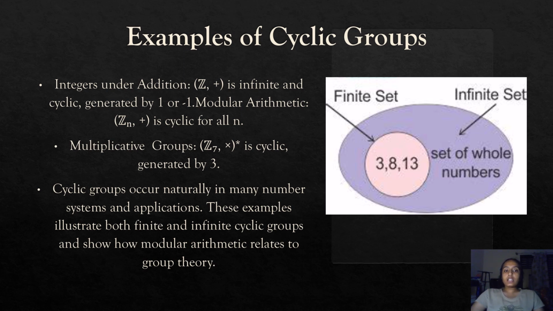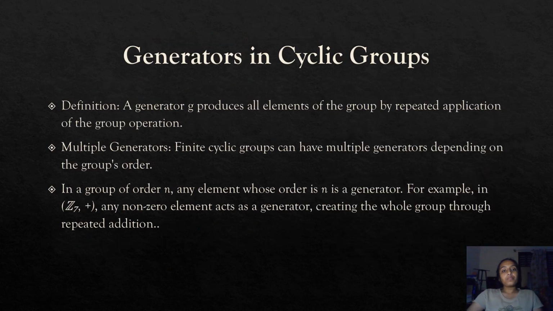Modular arithmetic is Zn, that is cyclic for all the values of n. And we have multiplicative groups, that is Z7 under multiplication, star, is a cyclic group generated by 3. Here 3, and in the first case 1 or minus 1, are the small letter g and they are called the generator. Cyclic groups occur naturally in many systems and applications. These examples illustrate both finite and infinite cyclic groups and show how modular arithmetic relates to group theory.